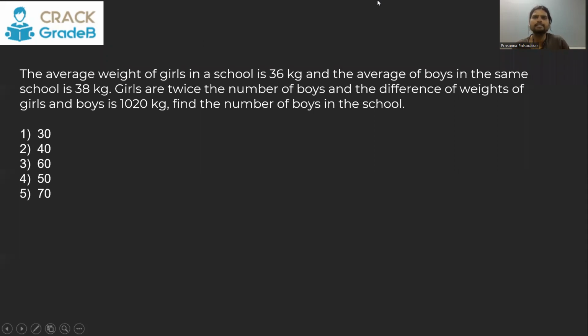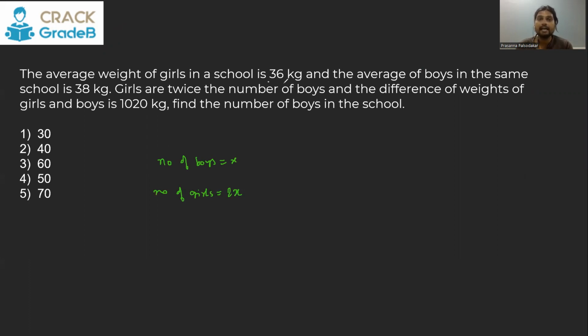Now this is a general question. A general question. This type of question you can solve by making an equation. Average weight of girls in the class is 36. Average weight of boys in the same class is 38. Girls are twice the number of boys. So if I say the number of boys is X, then the number of girls is going to be twice of it. That means 2x.